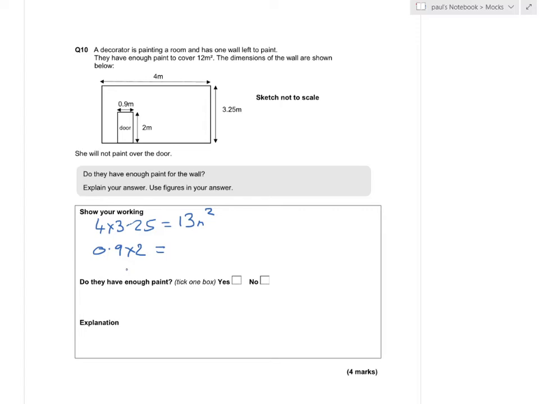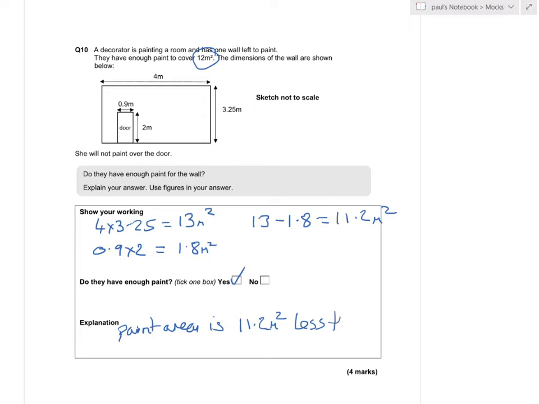0.9 times 2 is 1.8 meters. So if we do 13, take away 1.8, we'll find out how much we've got to paint. 11.2 meters squared. Does it have enough paint? Oh yes, they do. Yeah. Paint area is 11.2 meters squared, less than 12 meters squared.